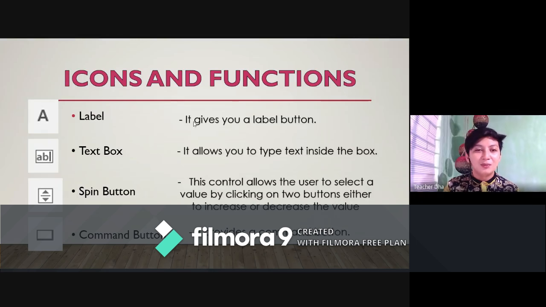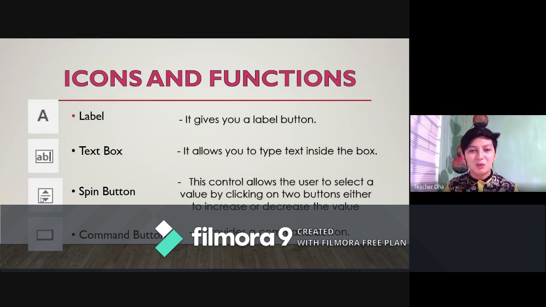Okay. And then next we have the text box. This is what the text box looks like. It allows you to type text inside the box. So even though your PowerPoint presentation is already presented, even if it is already projected, you can type. Okay, you can type whatever text you wanted to type there. It's like a blank rectangular box. And then when you put your cursor there and click it, you can type. Okay, that is the text box.